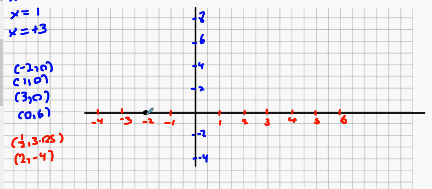Minus 2, 0 there. 1, 0 here. 3, 0 here. 0, 6 here. And what other points do I have? A half and 3.125, so a half and around there. What's the other one it wants me for? 2 and minus 4. We can see the minimum there, can't we? Everybody cool with that? And then just goes back up again.